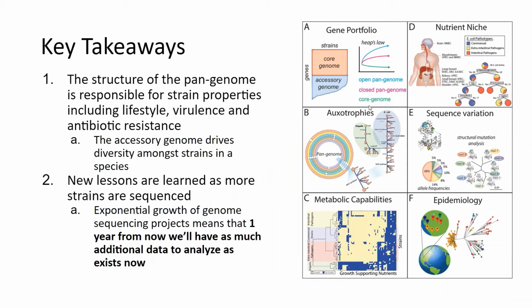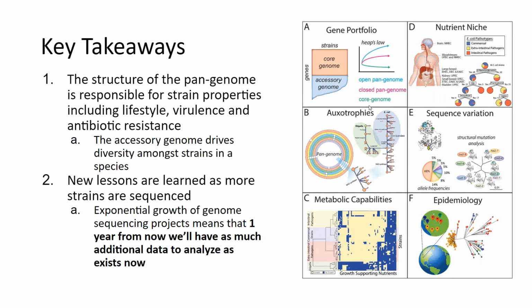So really the key takeaway from this section is that the structure of the pan-genome is really responsible for strain phenotypes, properties, including their lifestyle, virulence, and antibiotic resistance. And this accessory genome, the difference between the pan and the core genome, drives the diversity amongst strains in a species. And we can use that to really explore specific features of these organisms, like their metabolic capabilities, auxotrophies present in certain strains, how that maps onto their nutrient niche. We can go deeper into the different presence and absence of genes and looking at sequence variation.